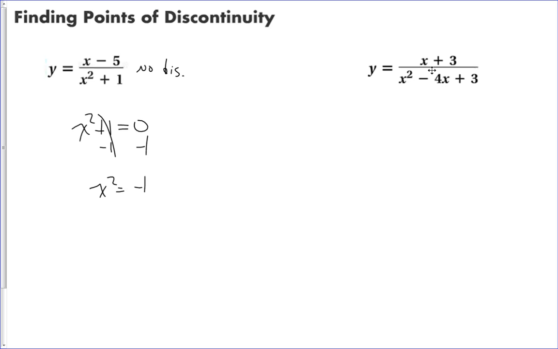All right, let's look at this guy. Well, down here we have a polynomial. So the first thing that we're going to need to do when we see this is factor any polynomials. All right?